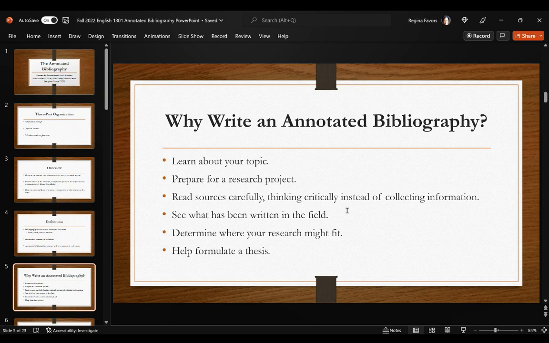Sometimes you already begin with a thesis when you write a paper, but if you create an annotated bibliography, the thesis that you create is going to be something that helps to close the gaps. It's going to showcase gaps and then help close the gaps. So this is why you should write an annotated bibliography.